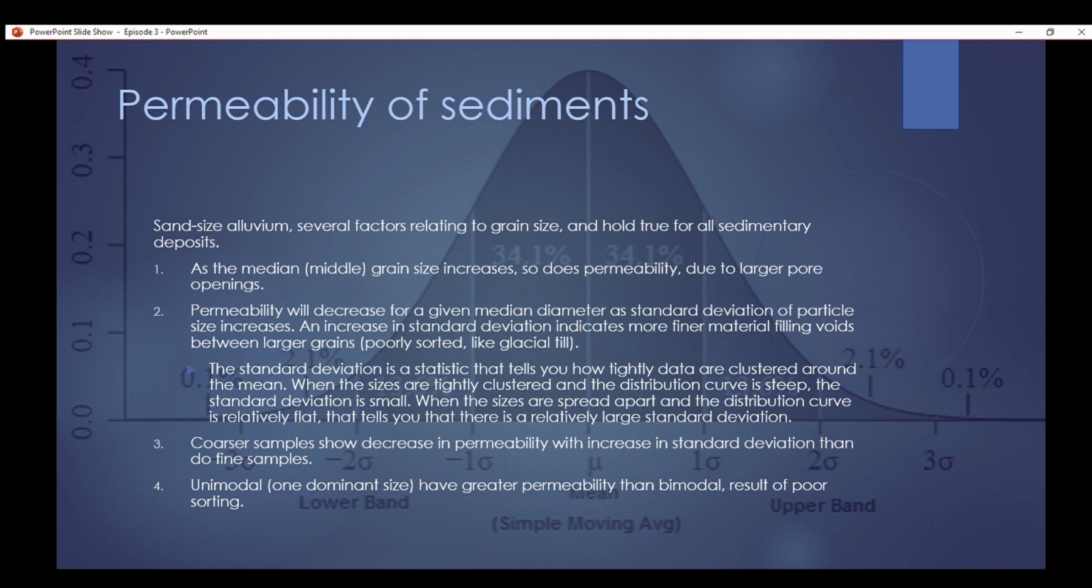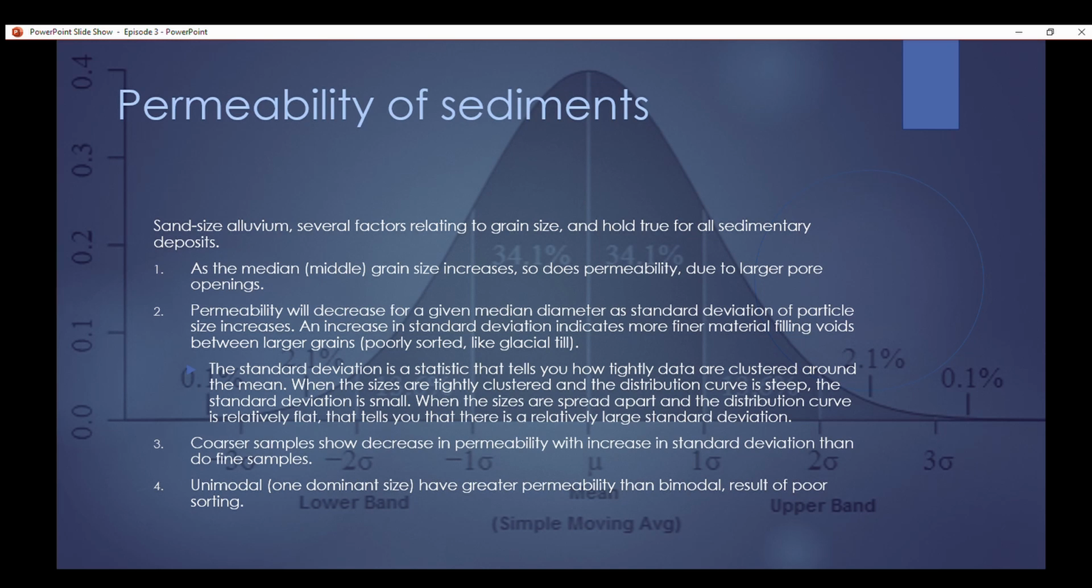Whereas if you add more silts and clays to a rock such as a siltstone, say you had clays introduced at the same time you're having silts introduced, you're creating a mix of silts and clays. That won't affect the standard deviation as much. And so you have unimodal, or one dominant size, has a greater permeability than bimodal, or two dominant sizes, and that's a result of poor sorting.